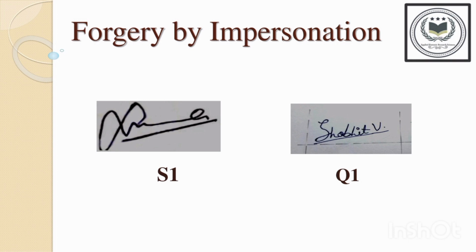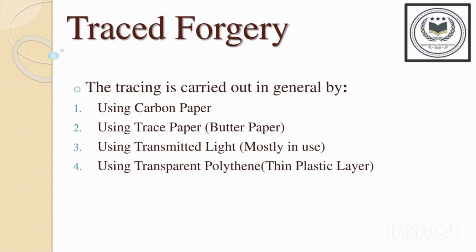As you can see in the picture, there are two signatures. One signature is genuine and the other is the questioned signature. The questioned signature is forged, as the person may not know the exact signature of the genuine person, so it is like the suspect one. The third type of forgery is traced forgery.